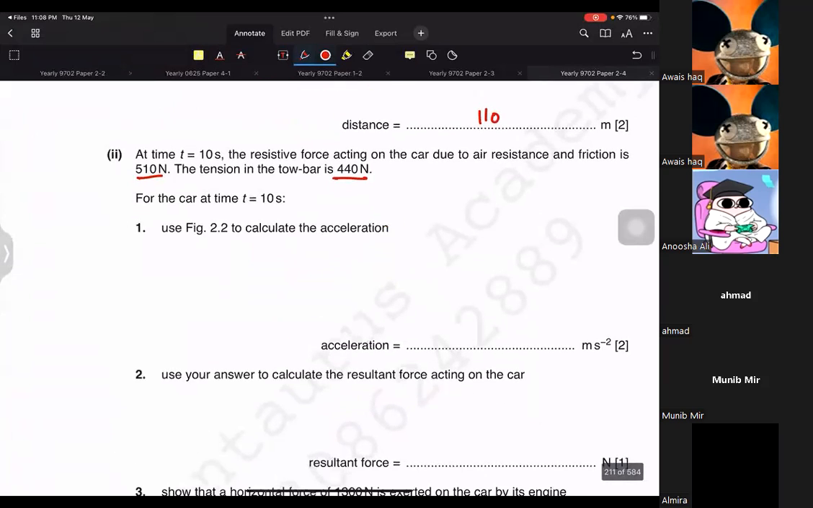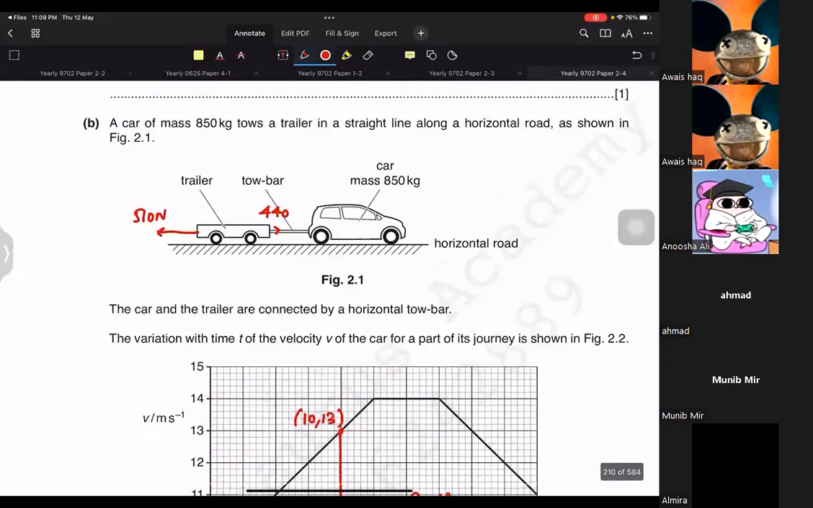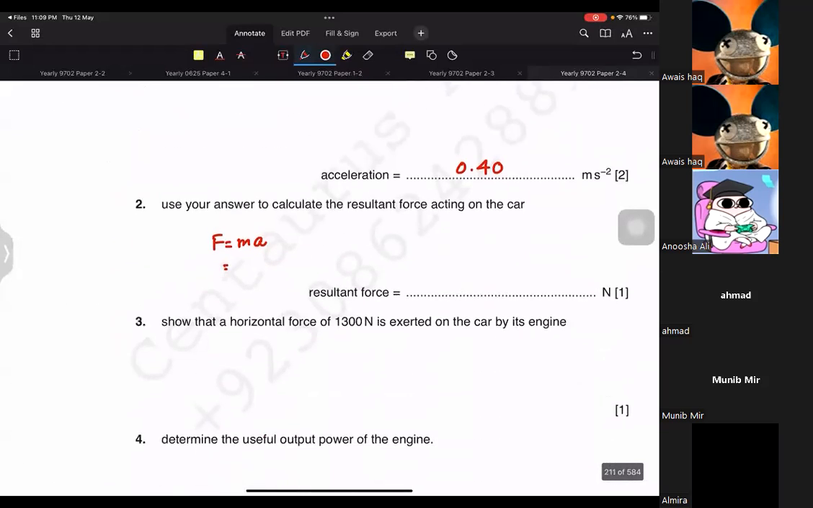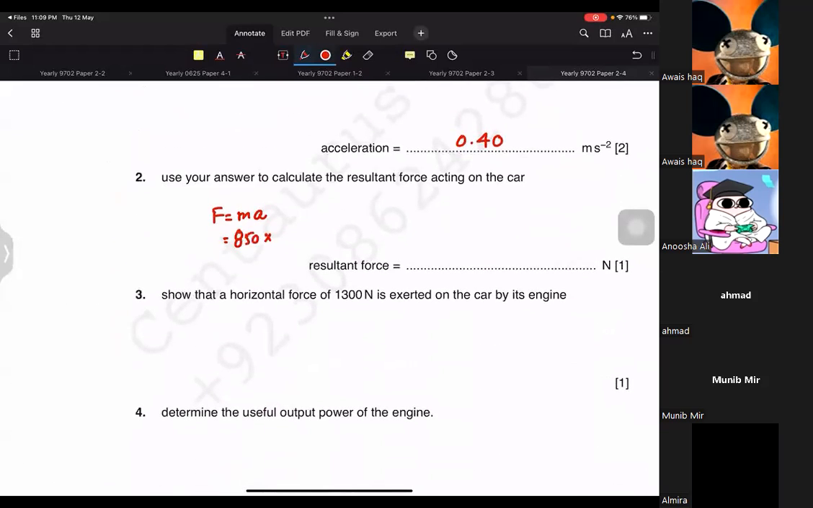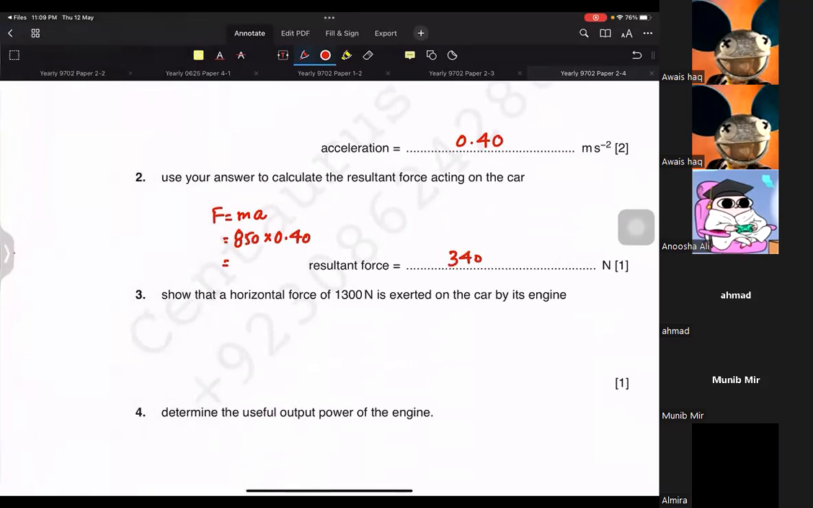Now, if you write 0.4, that's wrong. You have to write at least 2 significant figures according to the data, this is 2 significant, this is 2 significant, like that. Then use your answer to calculate the resultant force. So the resultant force will be F equals MA. Now the mass was, I think, given somewhere as 850. That means it is going to be 850 times 0.40. This would be somewhat like 340 newtons.